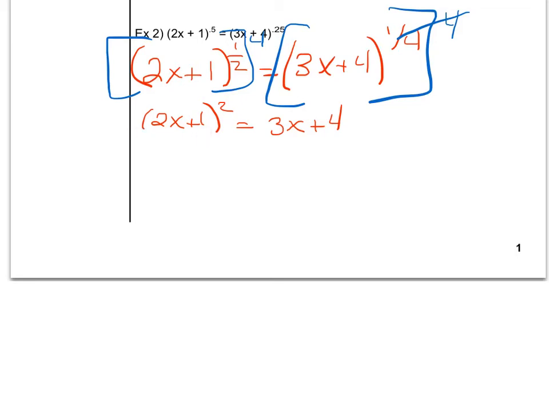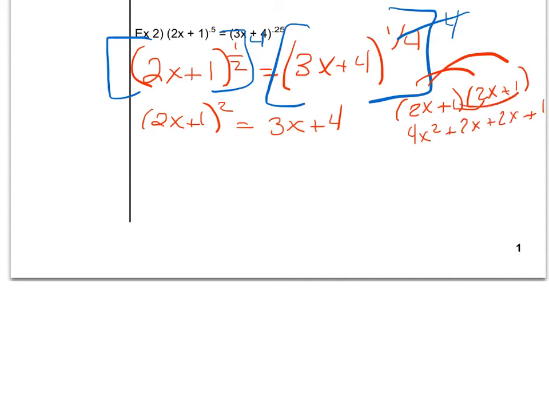I'm going to do a little bit of scratch work over here. 2x plus 1 times 2x plus 1, because squaring means write it twice. I cannot distribute into a plus. I get 4x squared plus 2x plus 2x plus 1. Combining my like terms, I get 4x squared plus 4x plus 1 equals 3x plus 4.